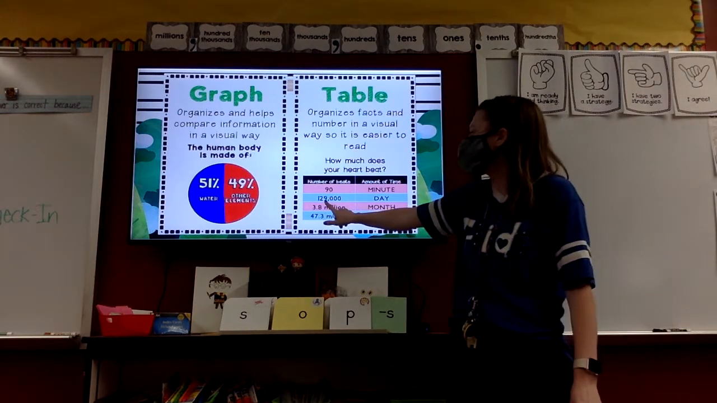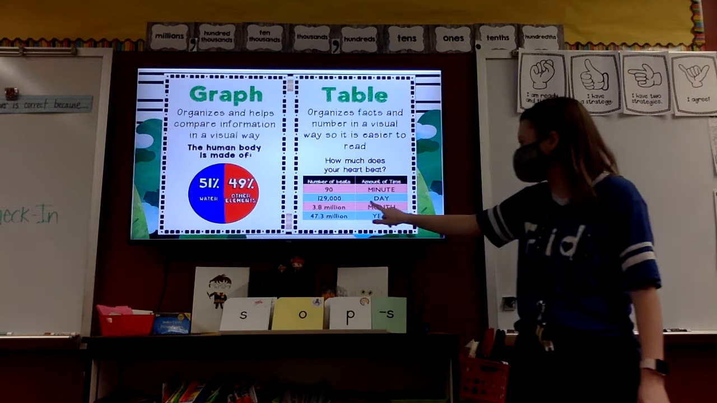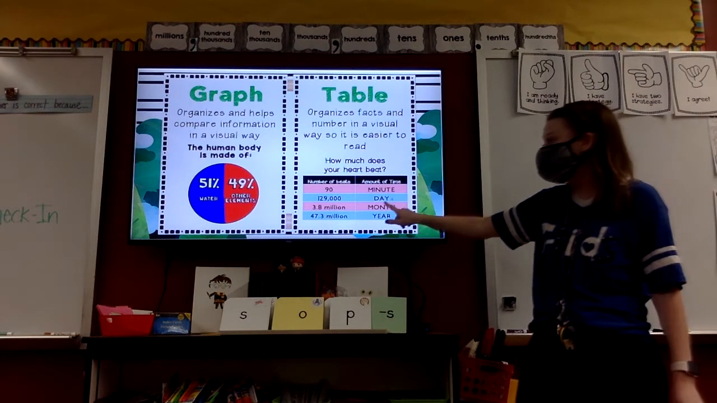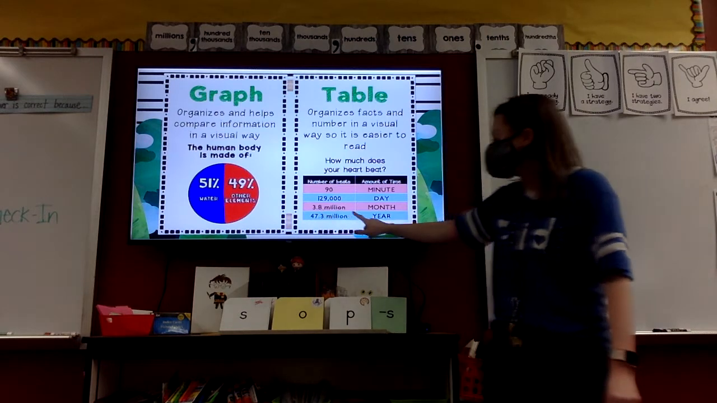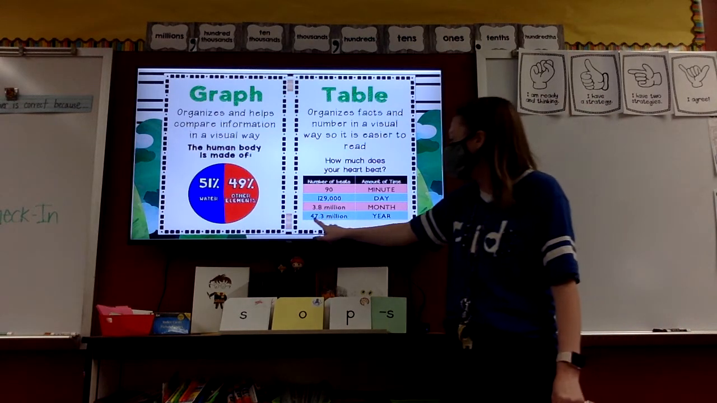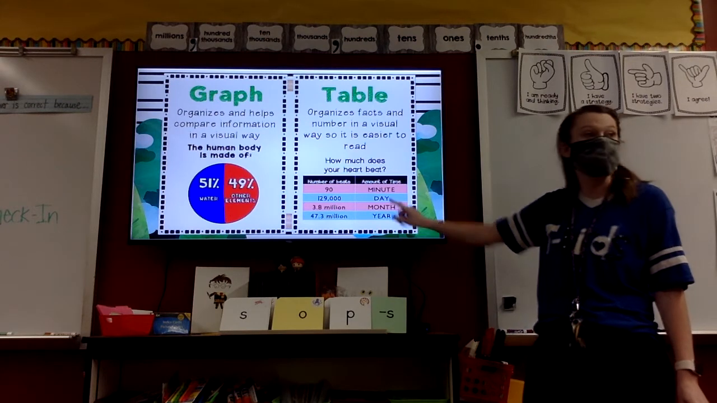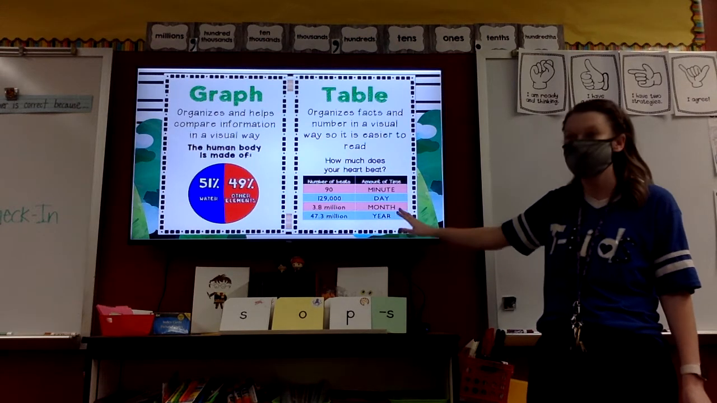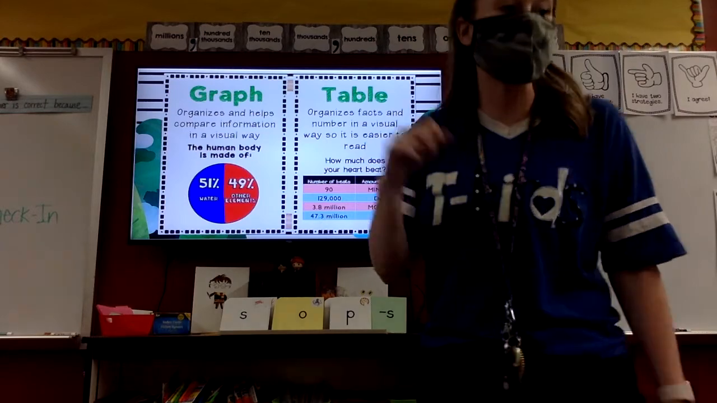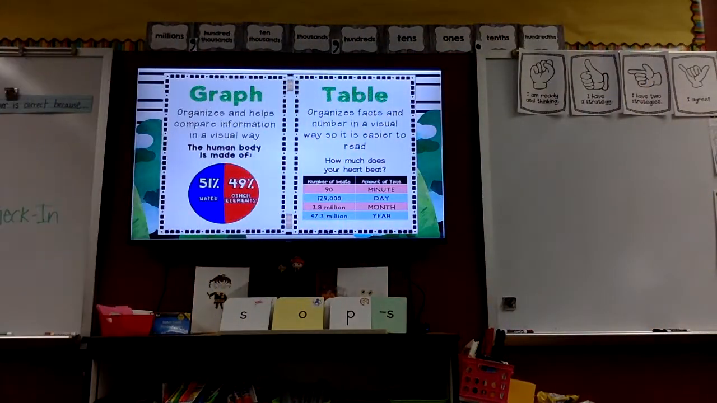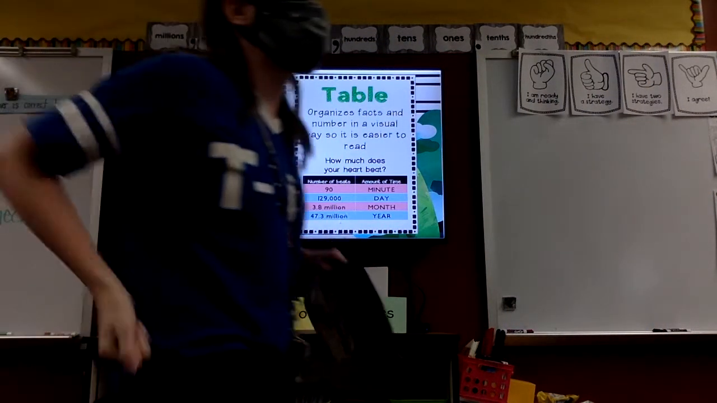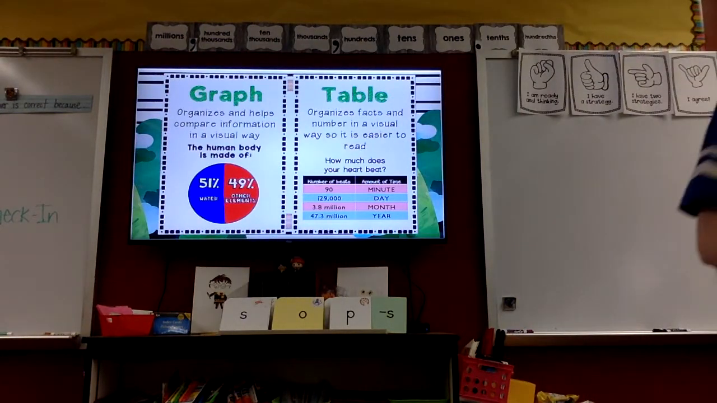My heart beats 129,000 beats in a day. 3.8 million beats in a month. And 47.3 million beats in a year. So do you see how that table is organized? Okay, very good. So what should be in that last box? Table. When you've got that in, flip to our very last page of text features.